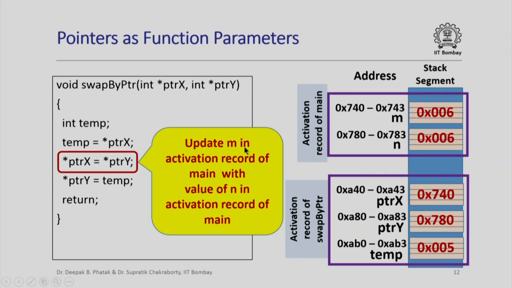So I have basically updated m in the activation record of main with the value of n in the activation record of main, but all of this updation happened from within the called function swap by pointer. And how did I achieve this magic? By basically passing pointers to variables in the activation record of main as parameters to the function swap by pointer, and then by dereferencing those pointers I get access to the variables in the activation record of main.